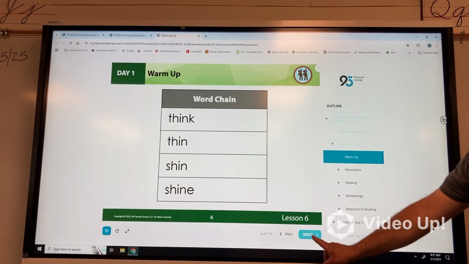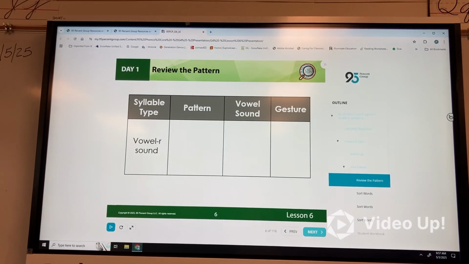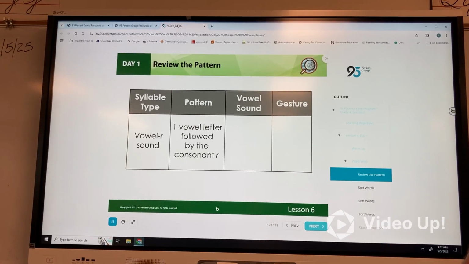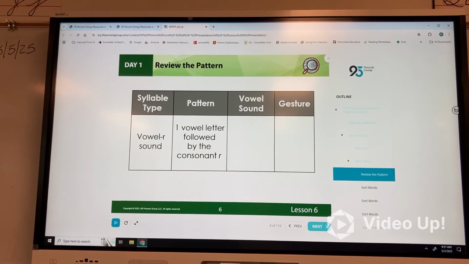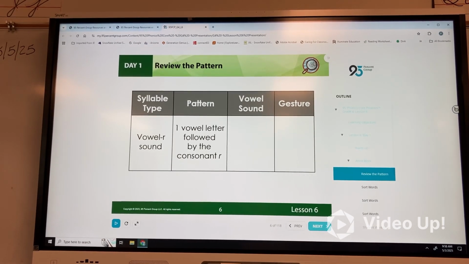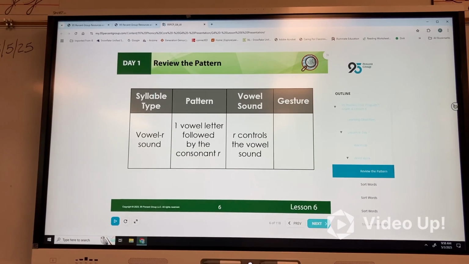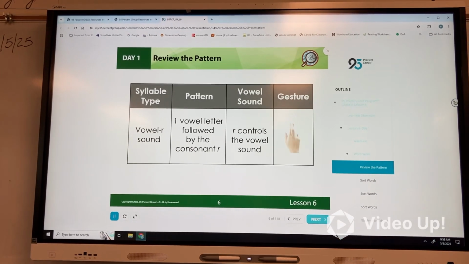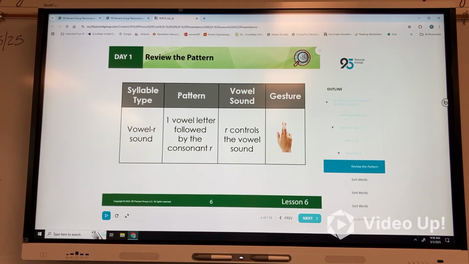The next thing that we talk about in this lesson is the word works. And as you can see, we're specifically talking about the vowel R sound pattern. The students have access to this either in their book or on a bulletin board paper or a poster that's displayed throughout the classroom. So the vowel is one vowel letter followed by the consonant R. We talk about the sound that it makes, that the R is controlling the sound. So you'll have ar sounds, er sounds, and or sounds. And the gesture is crossing your fingers with your middle finger over your index finger.